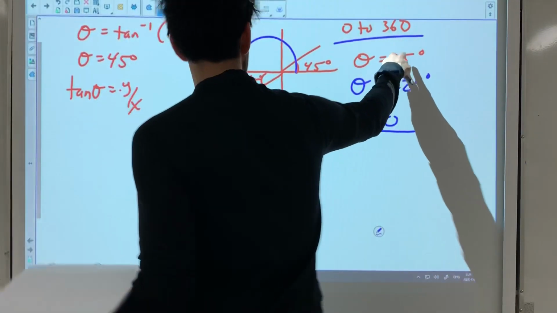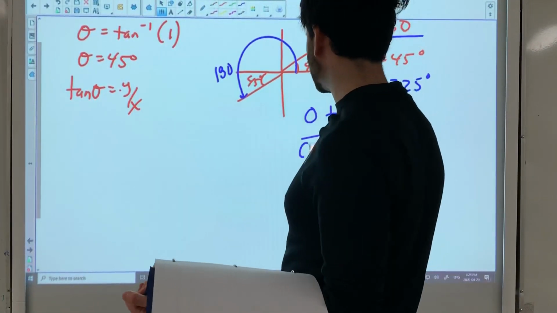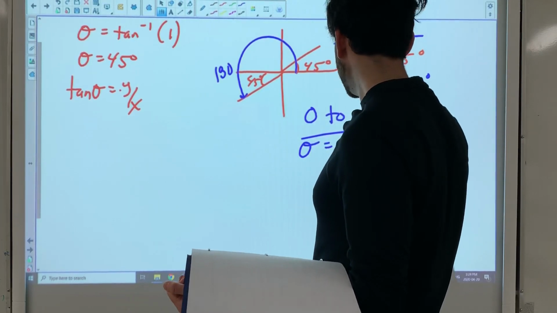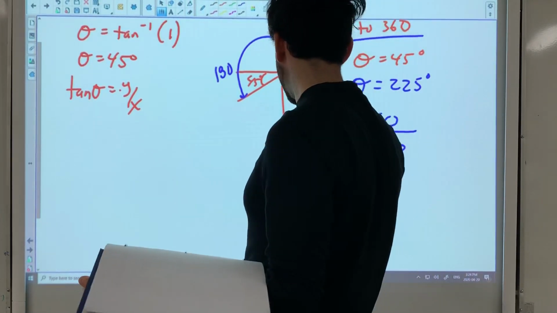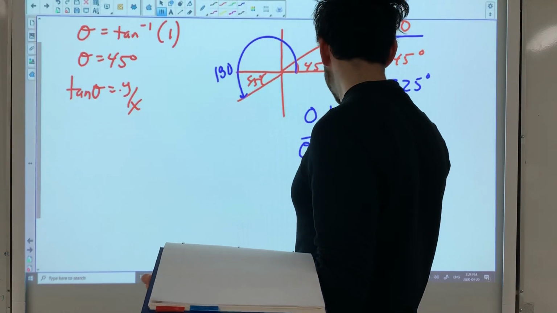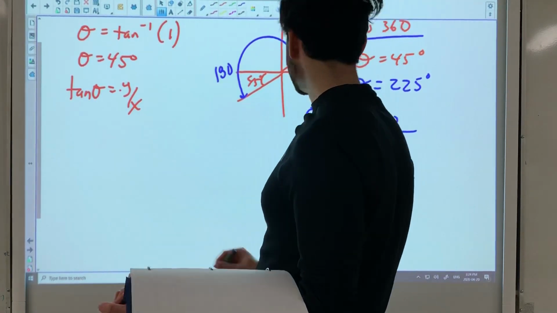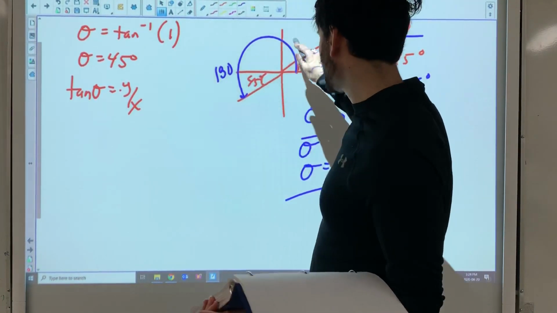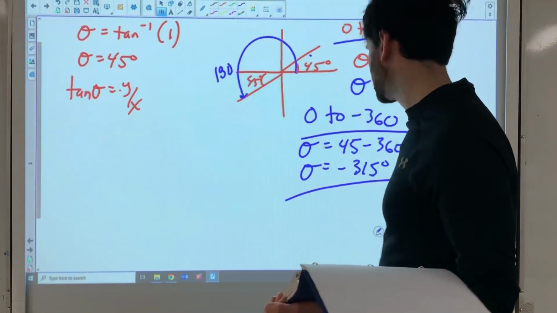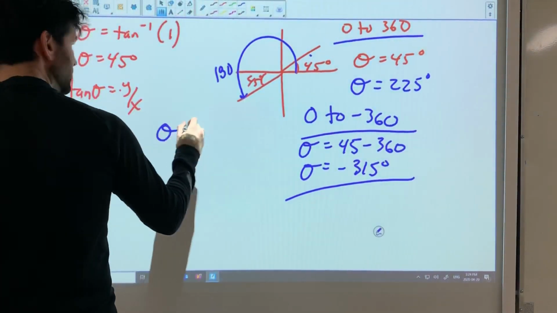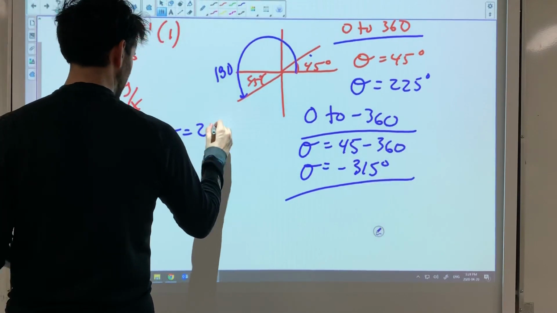So 45 degrees, what's a negative coterminal angle to 45? Well, just subtract 360 and you'll find it right away. So that's negative 315 degrees. And indeed, if I rotate all the way that way, I get back to here, and that would be 315 degrees. Do the same thing with 225.